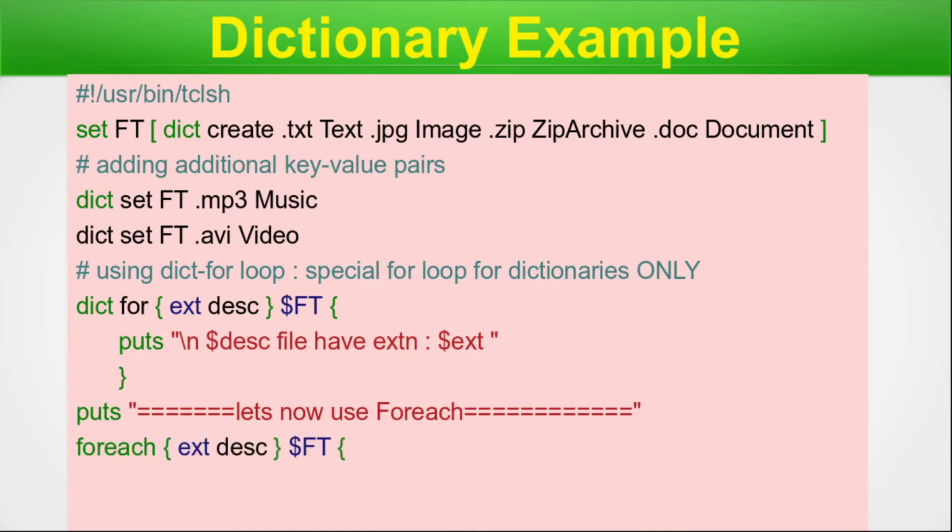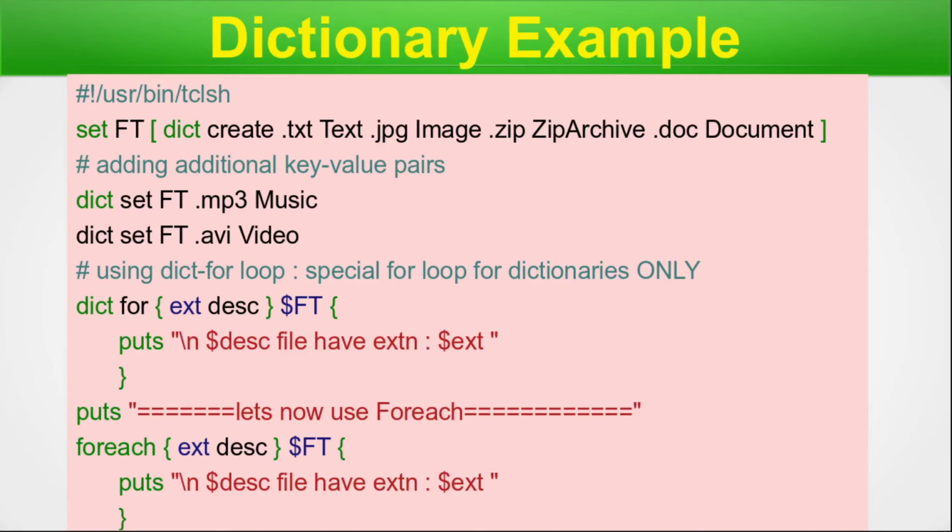We can use the foreach command, and then we use the list, which contains two variables, ext and desc, and then we use the $ft. In a similar fashion we are printing out the same line and closing. So these are the two ways of accessing the dictionary elements one by one, and we have seen how we create a dictionary. So that's all with this particular slide.